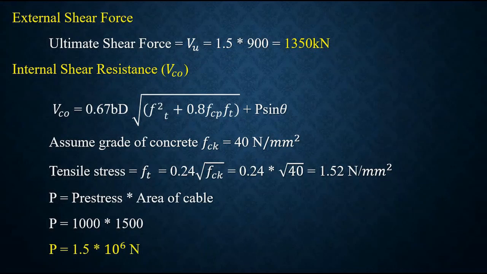Next is the internal shear resistance, Vco. As this is a parabolic cable and along with that they have given a pre-stress and the angle, we should consider Vco is equal to 0.67 b D into the whole root of ft square plus 0.8 fcp into ft, plus P sin theta. If it was a straight cable, then we would have taken only this much. P sin theta would not have been there. Okay, it's a parabolic cable.